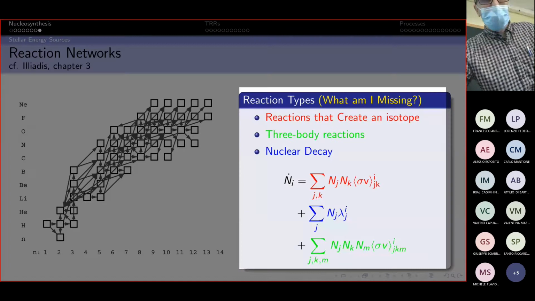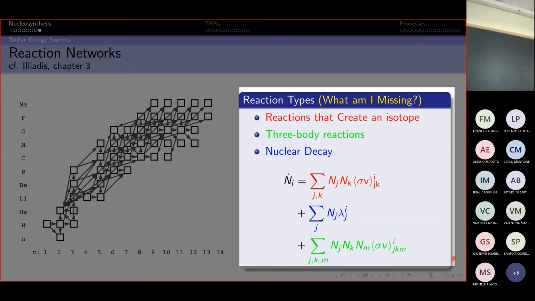In a nuclear reaction network, we have reactions that can create an isotope. Let's think about how you do that. This is a time derivative. How fast does this isotope change? Well, these are all the reactions that create that isotope. You sum over all of the possible reactions that create that isotope. What does it depend on? If there's two particles that react, it depends on how many of them there are in the plasma. The more particles I have, the more they are going to react. And then it depends on the average rate that they react.